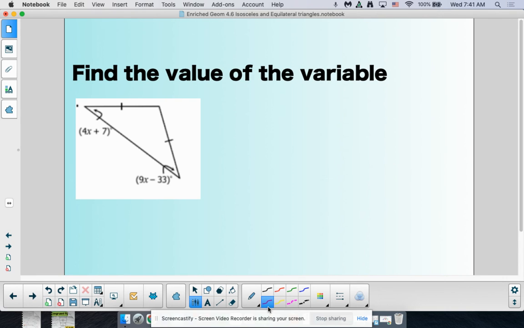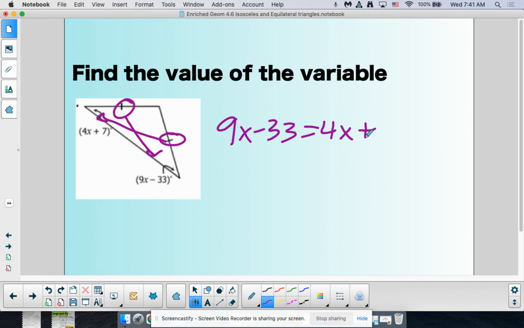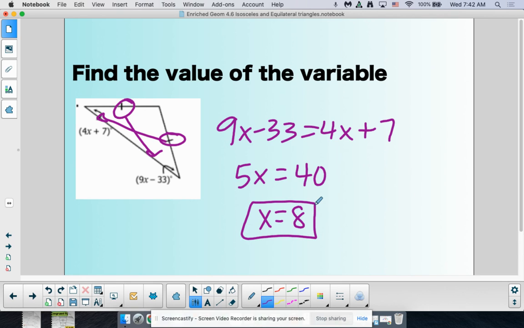Now we're going the opposite way. This time I have two congruent sides, so we know that our base angles are congruent. Set these bad boys equal to each other. Get your variables to one side, your constants to the other, divide out, and hopefully you get a nice whole number of 8.